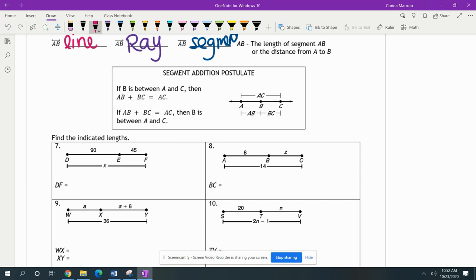It might sound kind of silly, but all it's saying is that from here to here, if you add it to the distance from B to C, when you add them together, it should give you the entire distance from A to C. That's all it's saying. So if AB plus BC equals AC, then B is in between A and C.